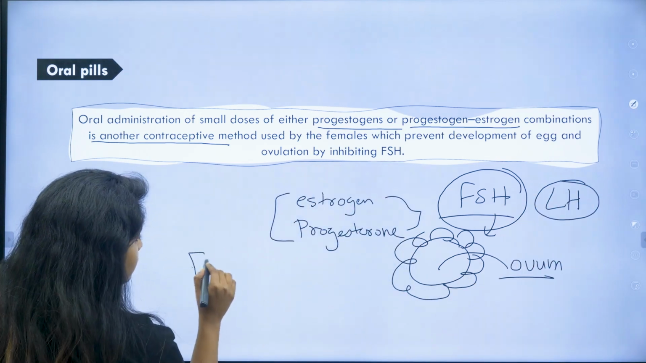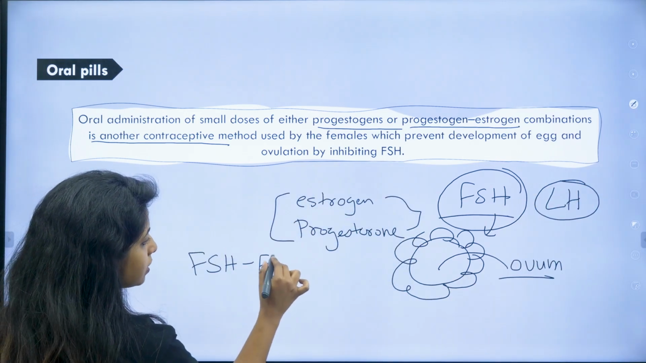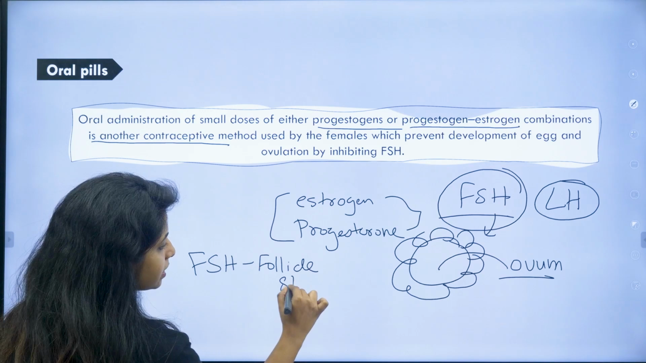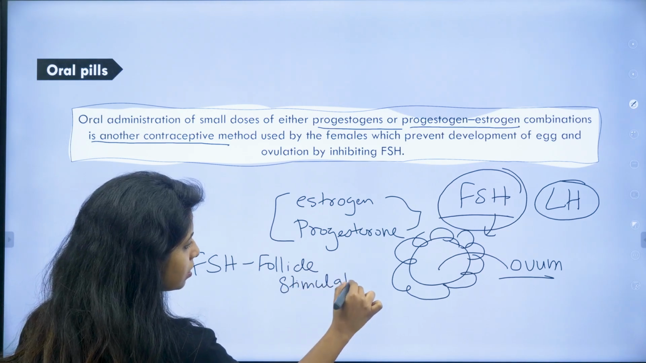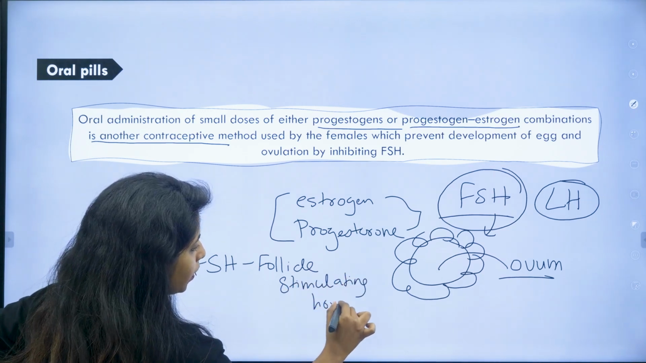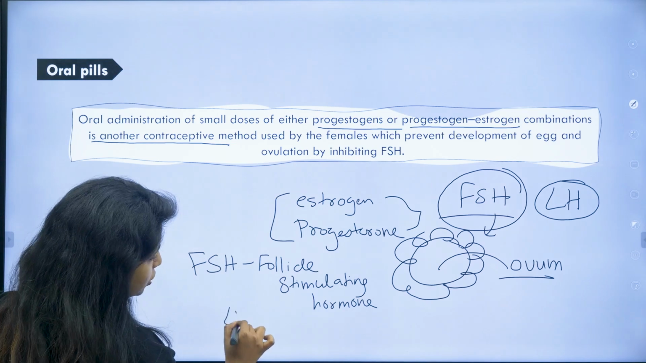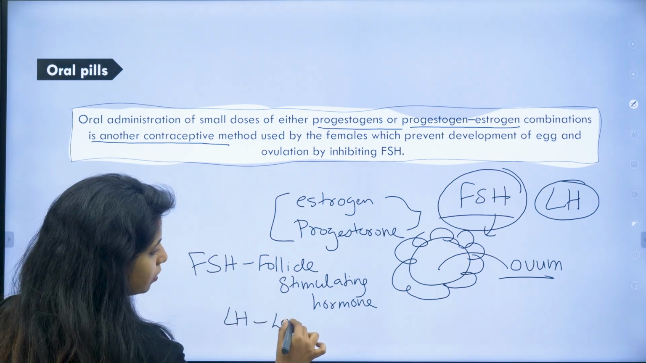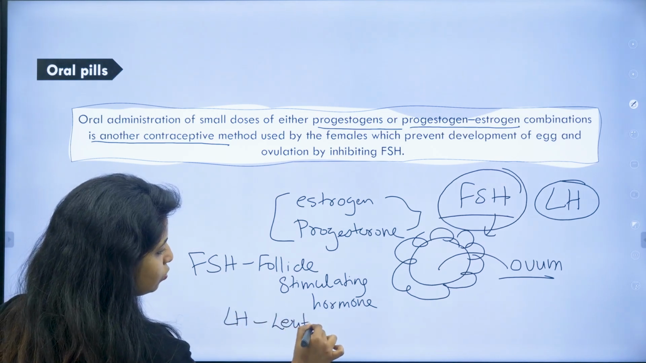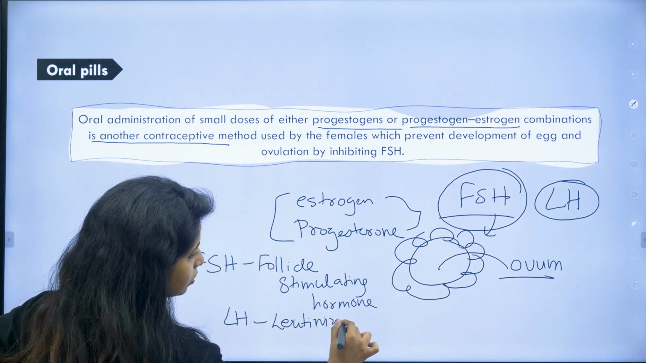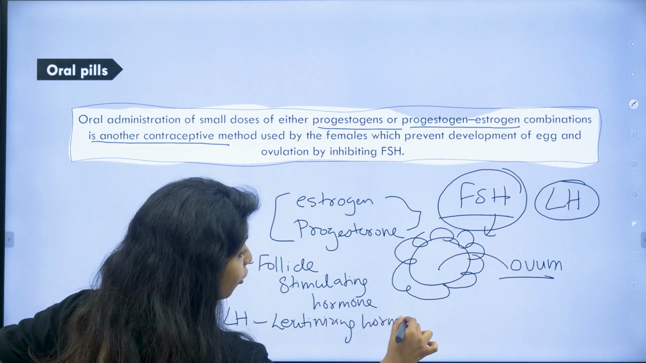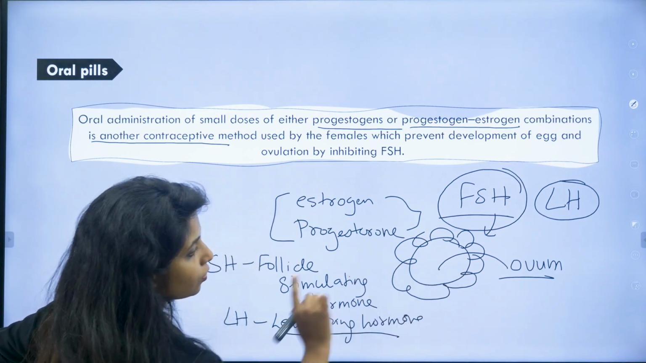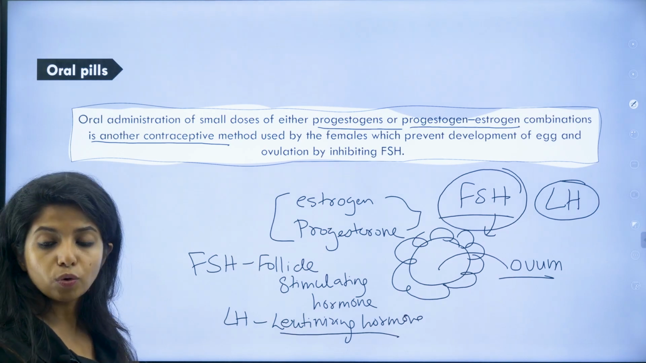So, I will write it. FSH is follicle stimulating hormone and LH is luteinizing hormone. Luteinizing hormone is the one that plays a major role in ovulation.